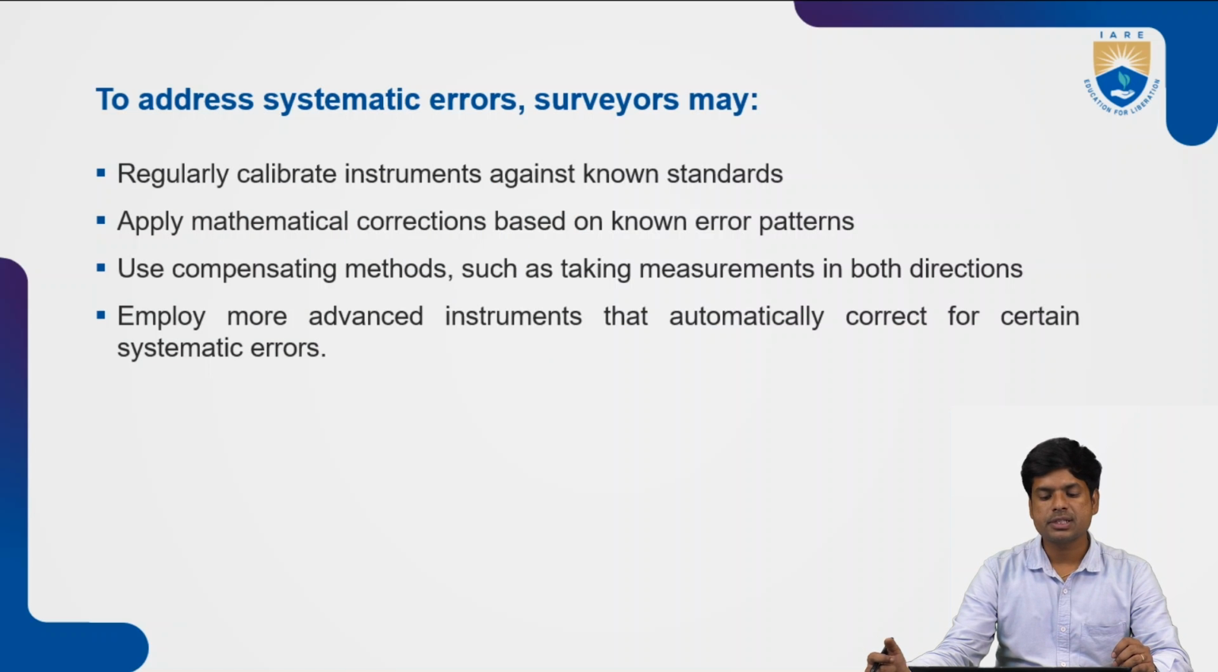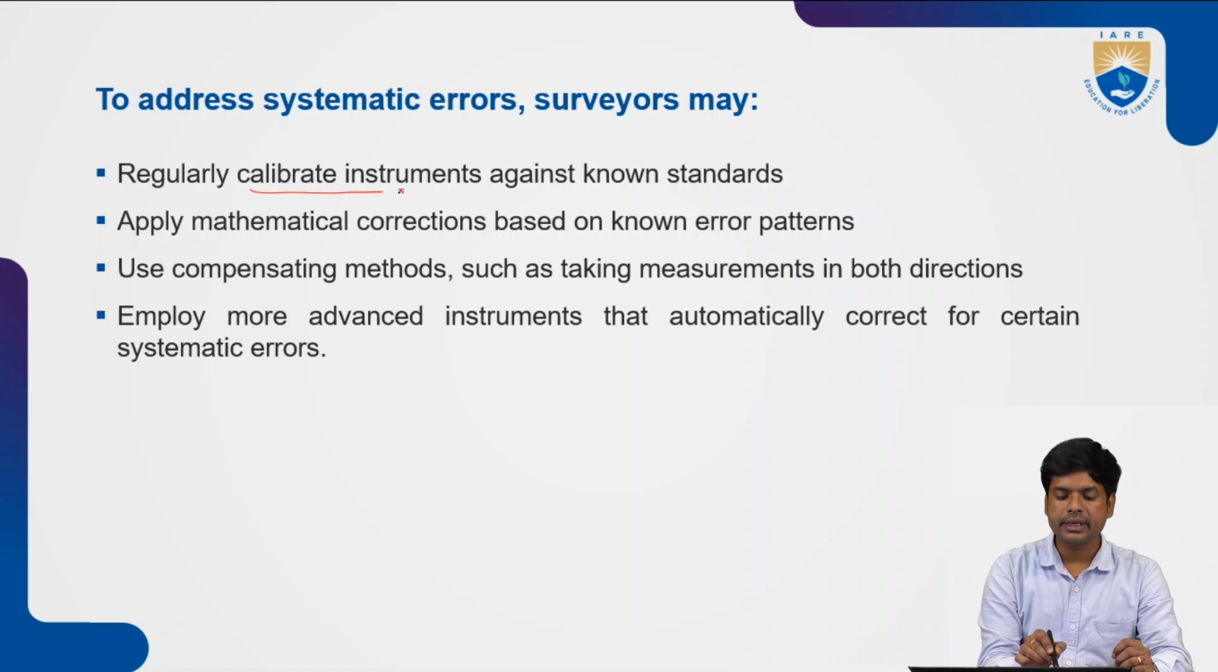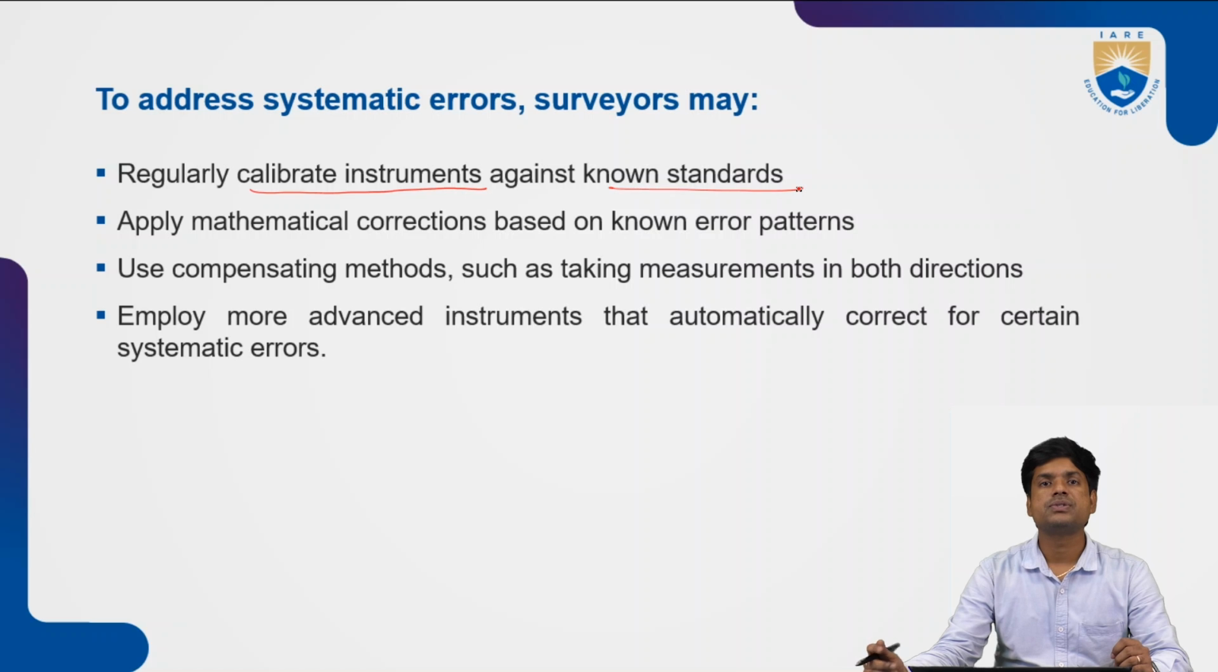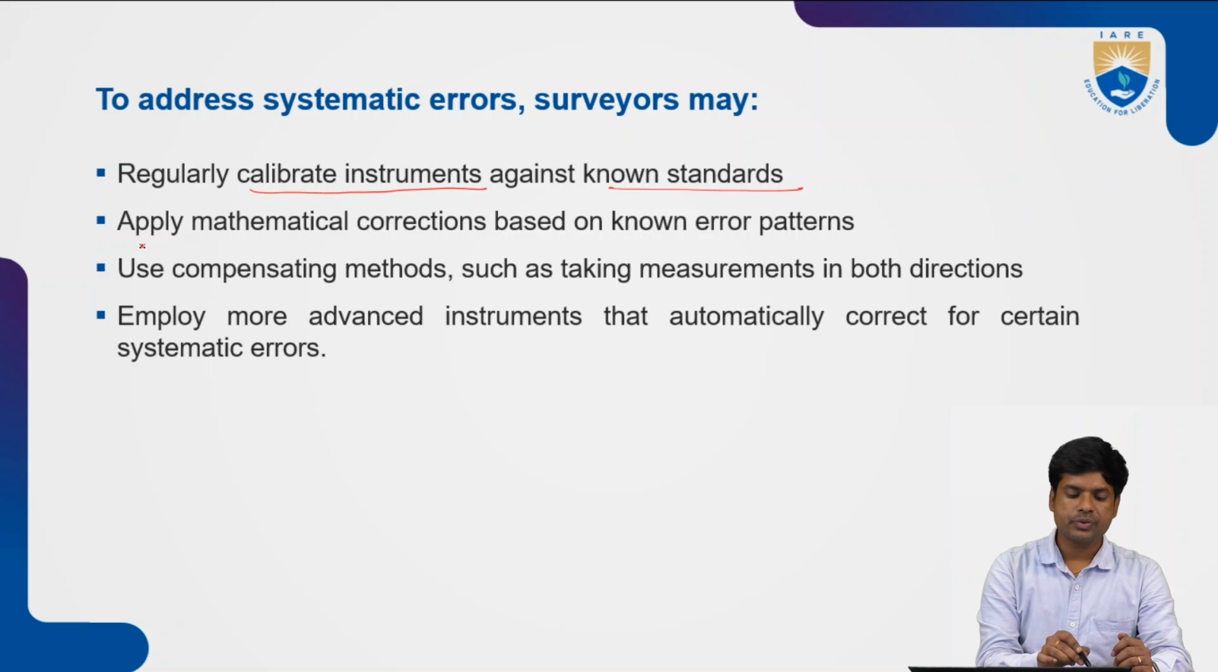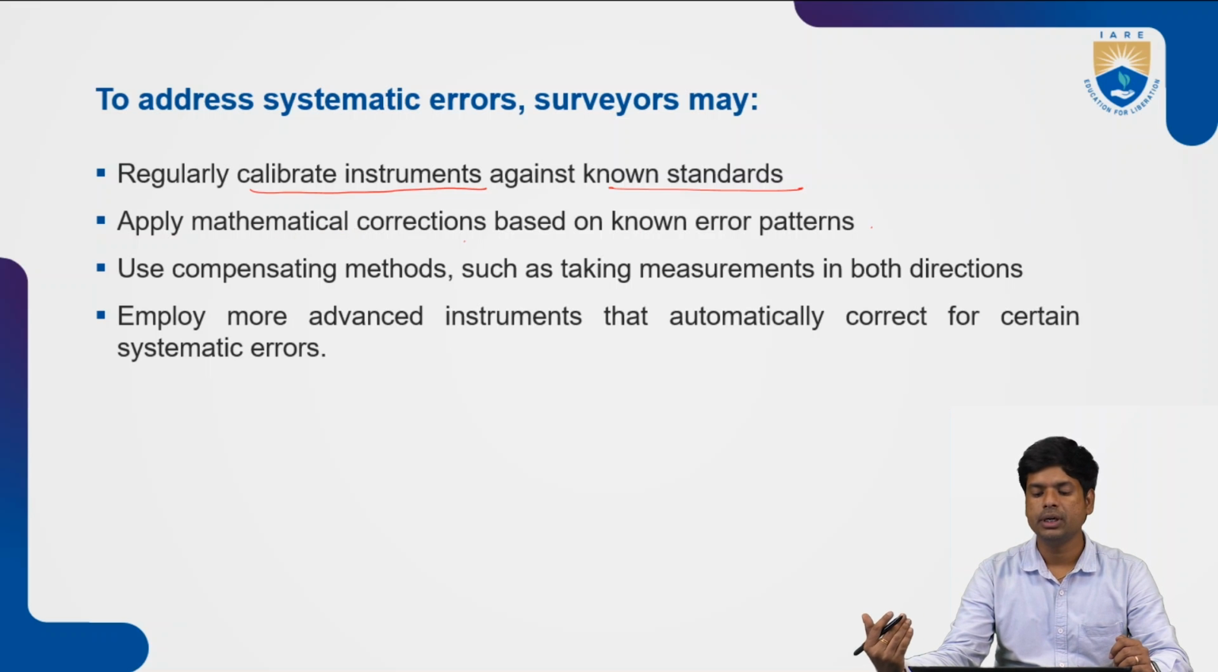Next one, to address systematic errors, supervisors should follow these particular standards. Regularly calibrate instruments against known standards. While manufacturing the instruments, they give some guidelines or mention some standards for calibration. So regularly we have to calibrate that instrument as per the mentioned standards so that we can reduce the error percentage. And next one, apply mathematical corrections based on known error patterns. Suppose there are any known patterns while doing the surveying, if you get any errors, you have to apply the corrections for that.